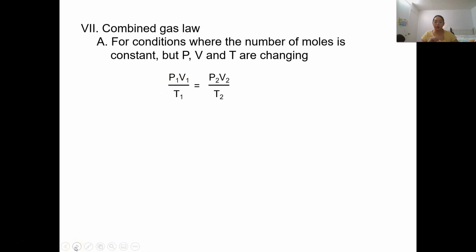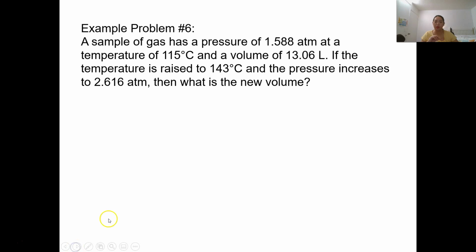Let's take a look at an example of how you can actually use this to solve a problem. Let's take this for example. You have a sample of gas and it has a pressure of 1.588 atm at a temperature of 115 degrees Celsius and a volume of 13.06 liters. If the temperature is raised to 143 degrees Celsius and also the pressure increases to 2.616 atmospheres, then what is the new volume?